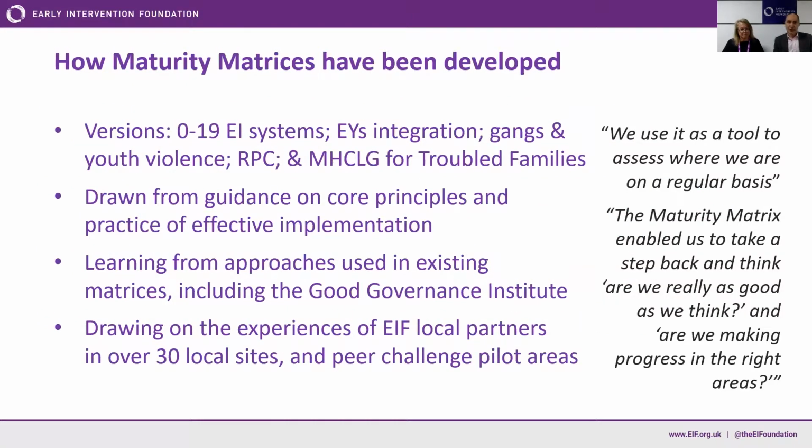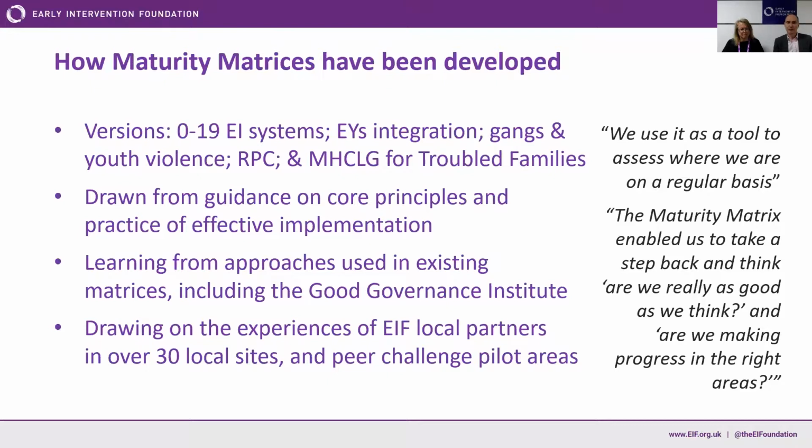So as I mentioned, there are a range of different versions of the matrices that you will possibly have seen before. Our first one, five or six years ago, looked at a 0 to 19 early intervention system. We have one that focuses on gangs and youth violence, and one which is called a planning tool but uses the same structure, which is focused on reducing parental conflict. And for those of you who worked closely with local versions of the Troubled Families National Initiative, you'll be very familiar with the structure from MHCLG's monitoring of troubled families.